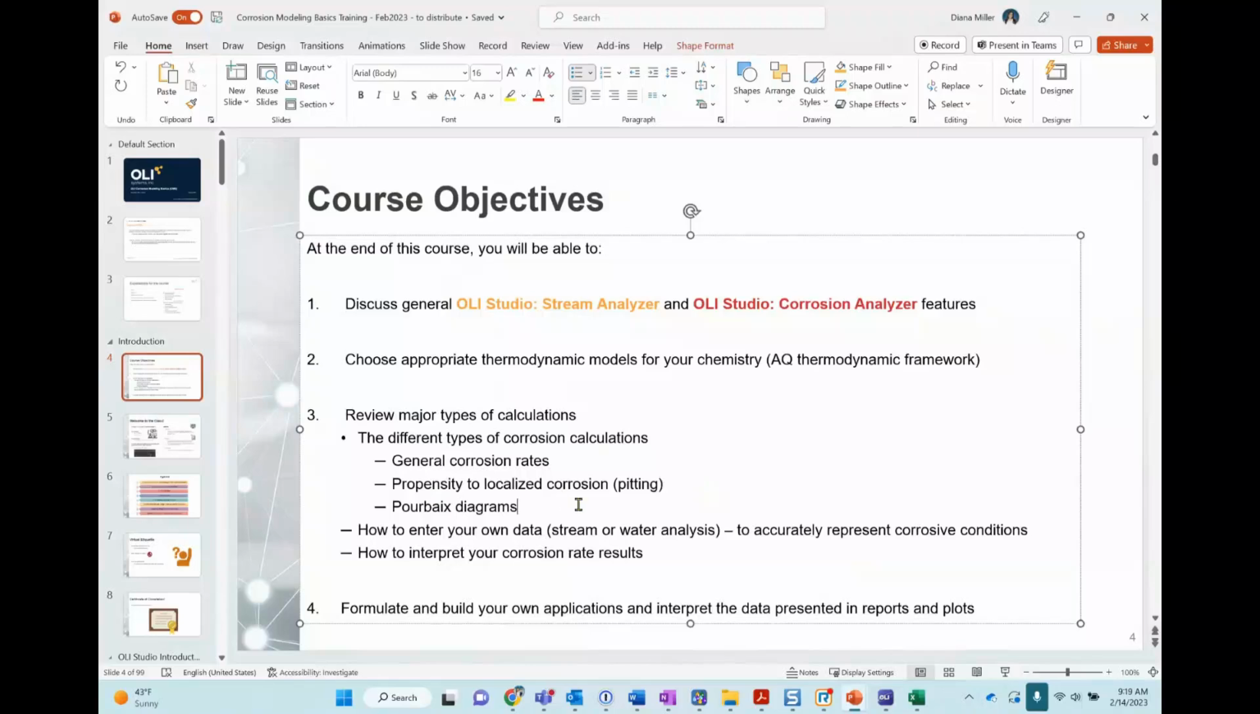You will also learn how to interpret the pore bay diagrams, how to enter your own data, either if you have it in a molecular way or if you have it in water analysis. Sometimes produced waters, especially in oil and gas or geothermal, come with a water analysis, and those water analyses come in ions. The software has the ability to accept that as an entry, calculate properties and then corrosion rates. And of course, we will learn how to interpret your corrosion rate results.